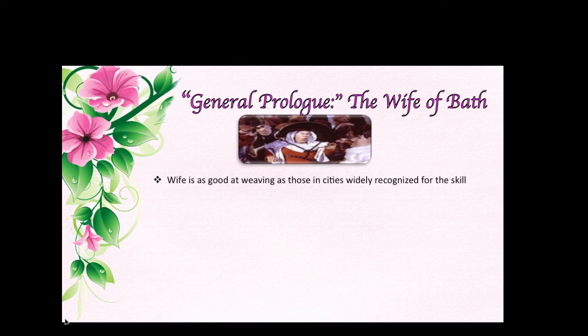First of all, as Cooper points out, the wife of Bath is considered by many to be Chaucer's best creation, and possibly one of the very best women characters in all of literature. And even in the General Prologue, Chaucer hints at what an extraordinary character the wife of Bath is. The first thing he tells us is that she's a professional weaver, and that not only is she a professional weaver, but she's as good as the men in the towns that were really, really known for weaving.